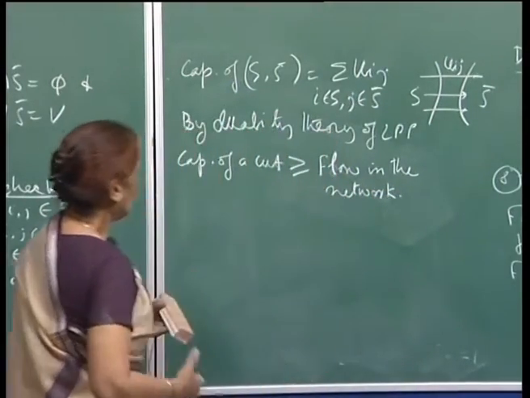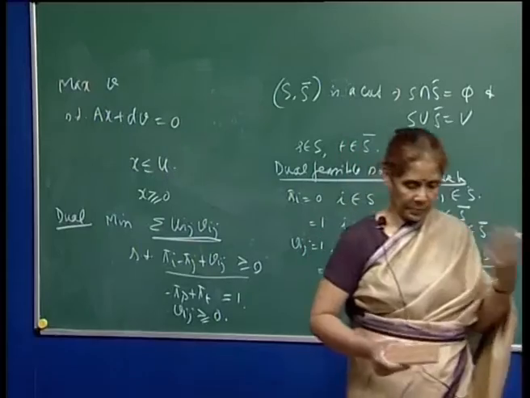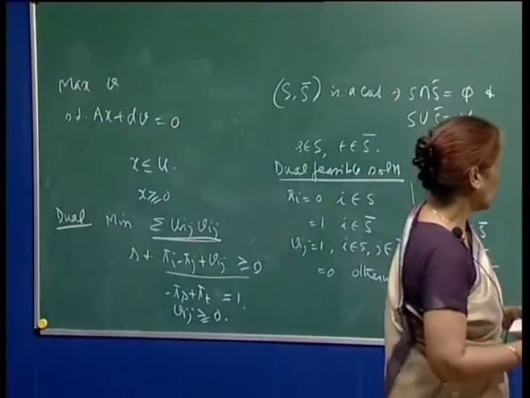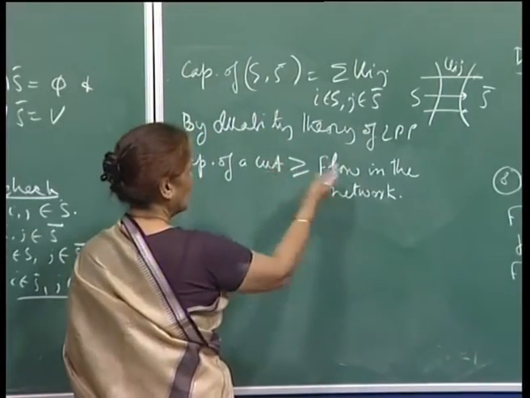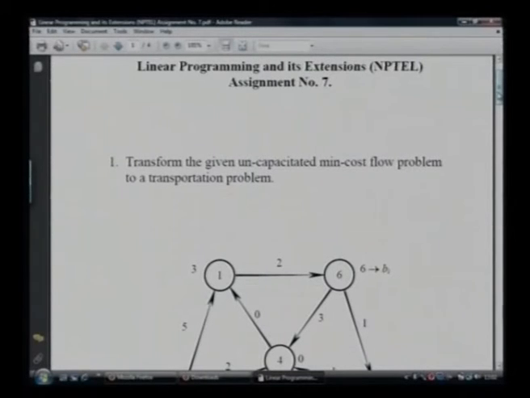Okay. And we will further discuss and look at very interesting aspects of this. But first of all, we have said that the capacity of a cut will always exceed the flow in the network. So, let me discuss assignment 7 with you, which was long overdue, but we had just finished discussing the sensitivity analysis for min cost flow problem.